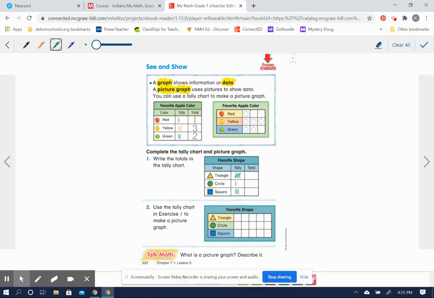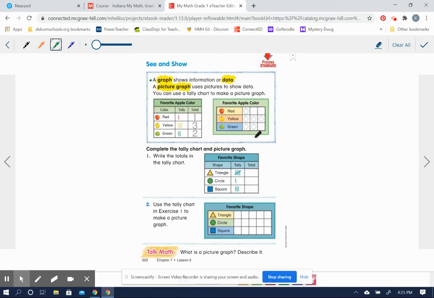So notice these words that are highlighted. That means they are important words and they are vocabulary words. So I want you to be learning them, okay? A graph shows information or data. So another word for data is information. And then a picture graph uses pictures to show that.